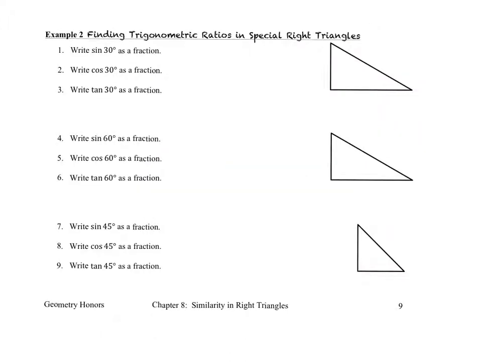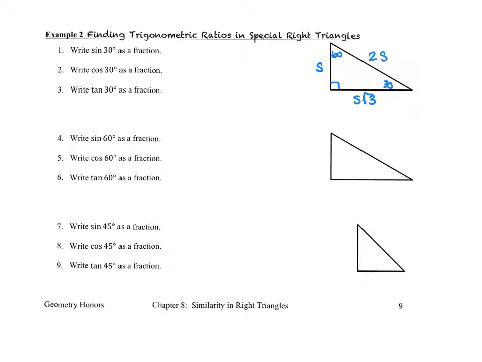Finding trig ratios in special right triangles. So this is a special right triangle. We're talking either 30, 60, 90 or 45, 45, 90. I see some 30s here, so I know this is a 30, 60, 90. Across from the 30 is the x, or the short side. I'll call it s. Across from 60 is s radical 3, and across the hypotenuse is going to be 2s.